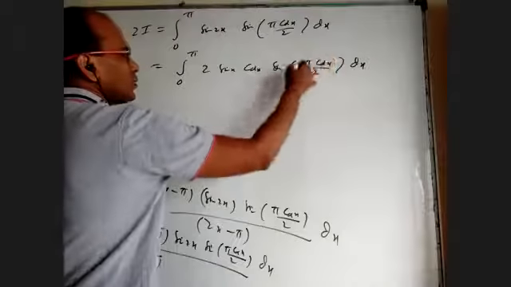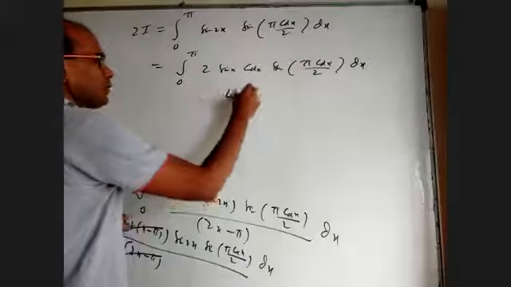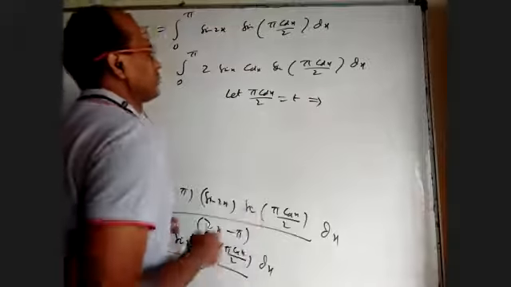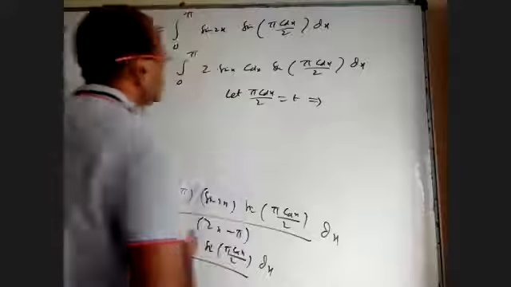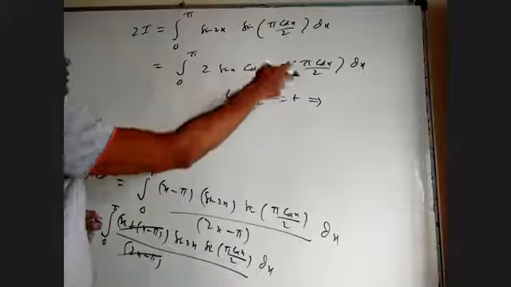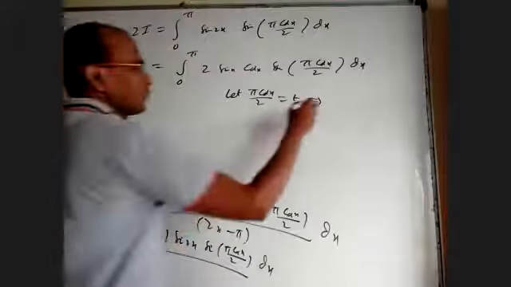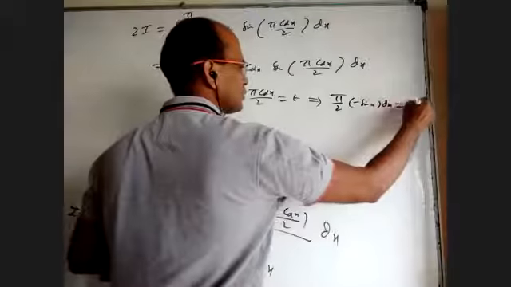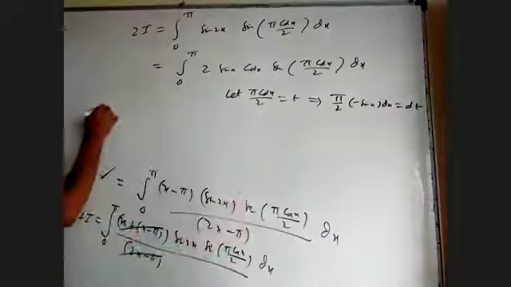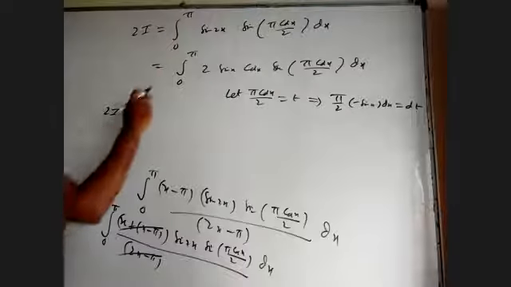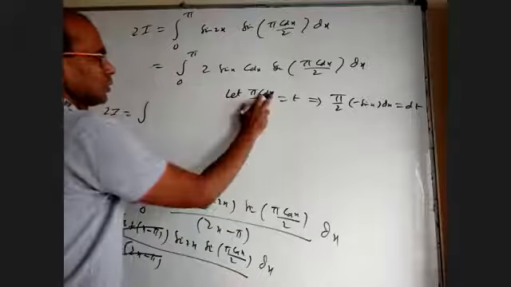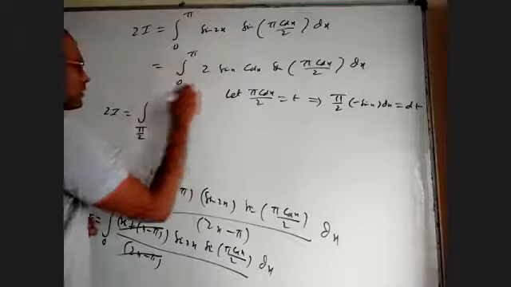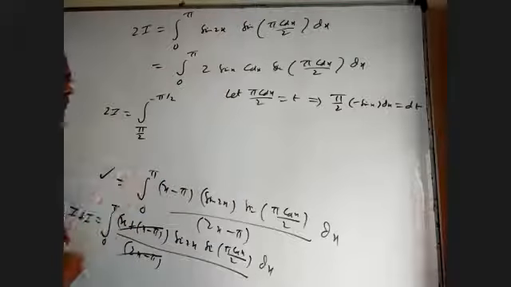I'm going to take this pi cos x by 2 as t. Let pi cos x by 2 equal to t, because here cos is there and its derivative also will be available. When I differentiate, I'll get pi by 2 into minus sin x dx equal to dt. What about the limits now? When it is 0, this will be cos 0, 1, we'll get plus pi by 2. When it is pi, it is minus 1, so we'll get minus pi by 2. These are the limits.